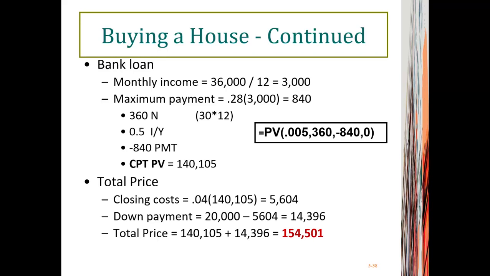360 months as the number of time periods, and your interest rate should be 0.5%, and the payment is 840. Since you pay money, it carries a negative sign, and the future value should be zero, because in the future you're going to pay off this mortgage. Then you CPT PV, and the calculator will show you the number is 140,105.